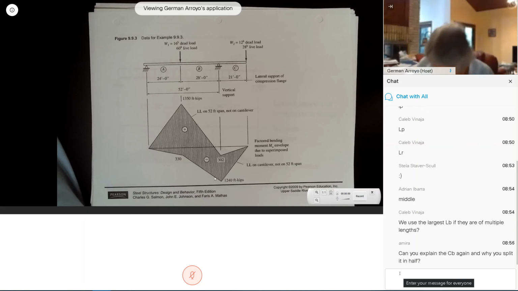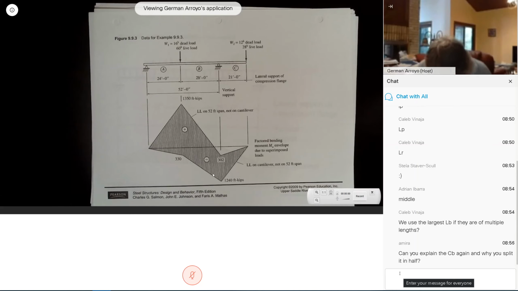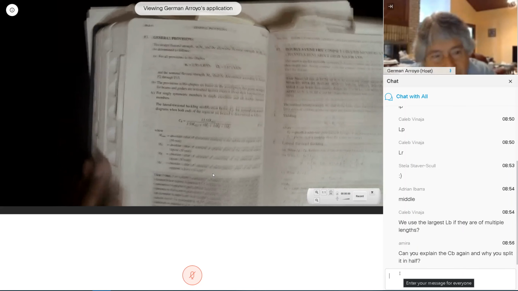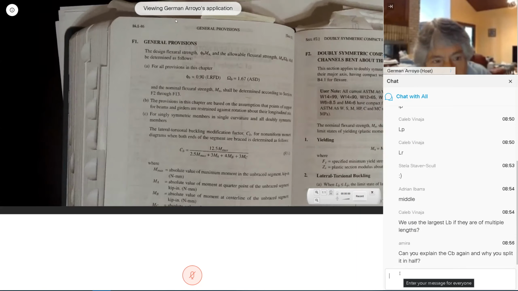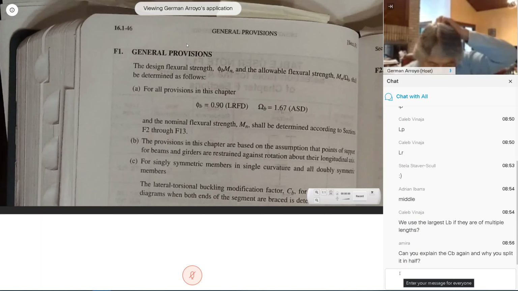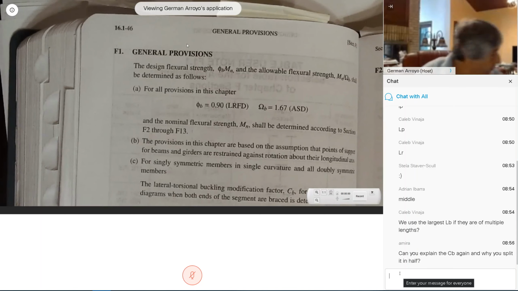So there's a question about C sub B. In the chapter, please feel free, sometimes I'm not looking at the questions, but feel free to look at this. Go to chapter 16, 16.1, page 46.